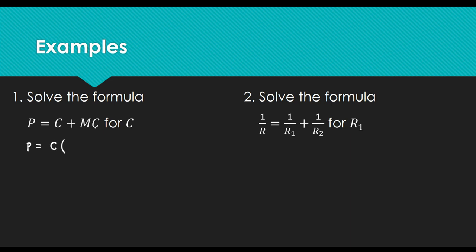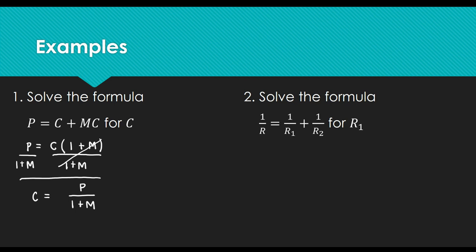When I factor out a C, if I take out a C, I'm still left with something. I'm left with the number 1 if I was to distribute, and then I'm left with an M for the second term. Now that I factored out the C, it's back to the fact that C is being multiplied by this parenthesis. So how do you undo multiplication? Well, we divide. So I'm going to divide both sides by 1 plus M, and that gets me the C by itself. So C equals P over 1 plus M.